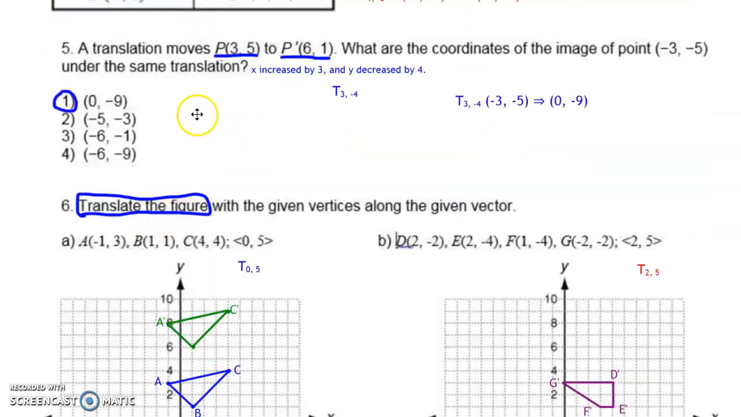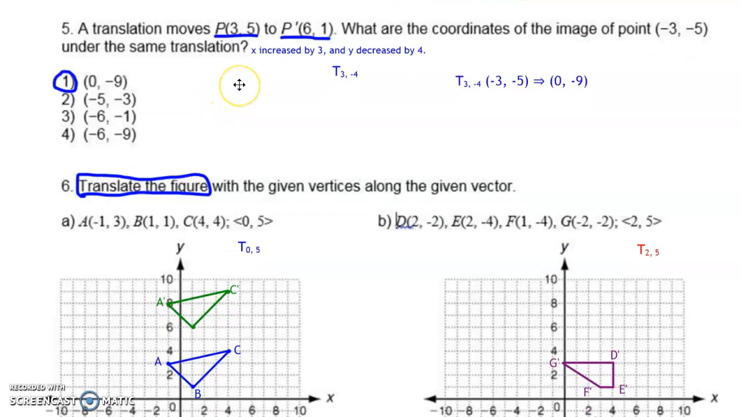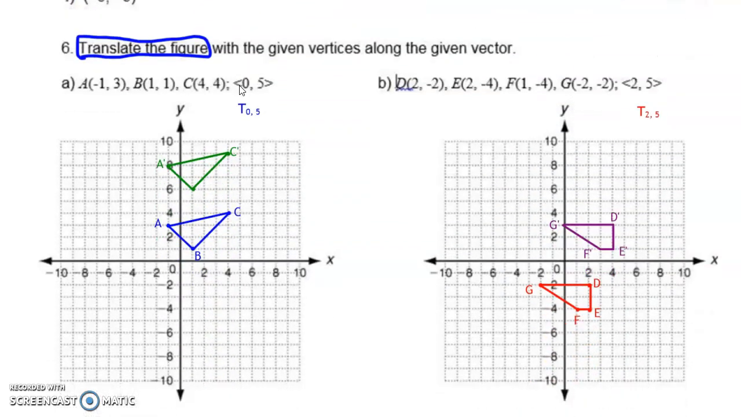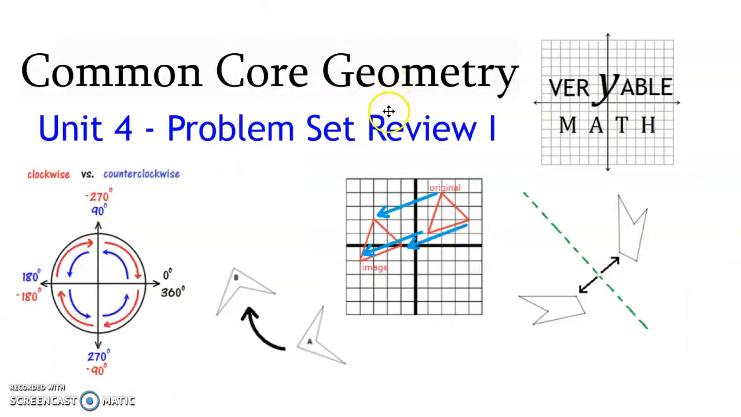This next one asked me to do a translation as well. And then in question number 6, it asked me to do a translation that was similar to the other page where we had to translate each individual point. Notice that it didn't even give me a T here, but it's still a vector because it's still got those pointy brackets. All right, this was a review for the first 4 lessons for Unit 4.